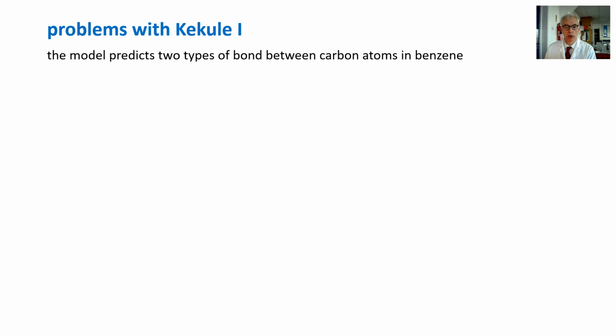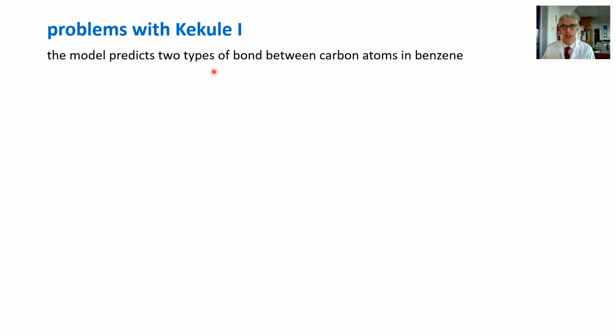So having introduced Kekule, we now need to discuss what are the problems with the Kekule model that lead to the need for a more modern molecular orbital version. Well, the first thing we can say about the Kekule model is that it predicts two types of bond between carbon atoms within benzene.